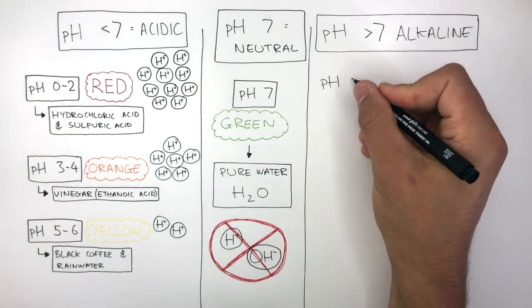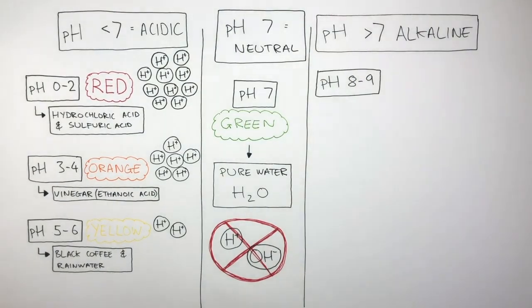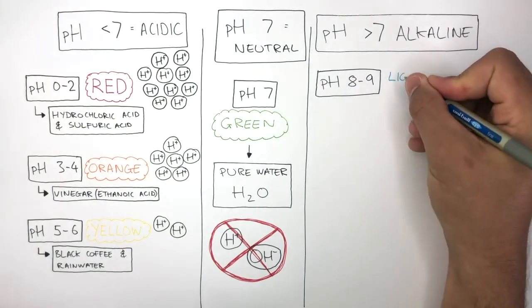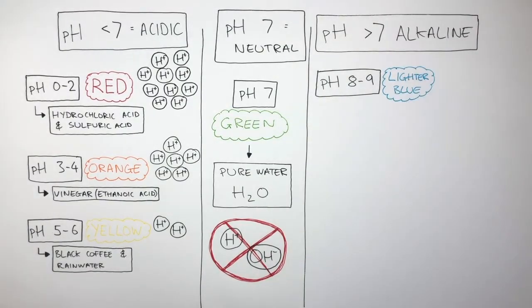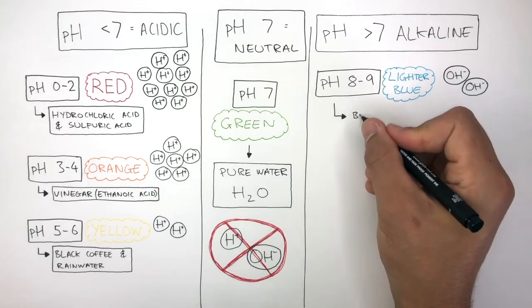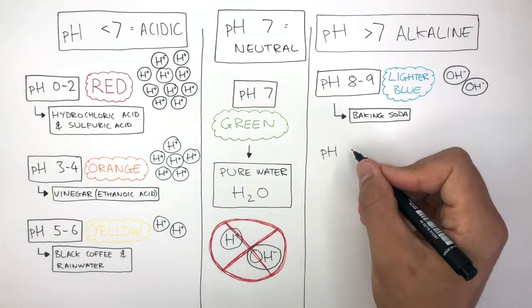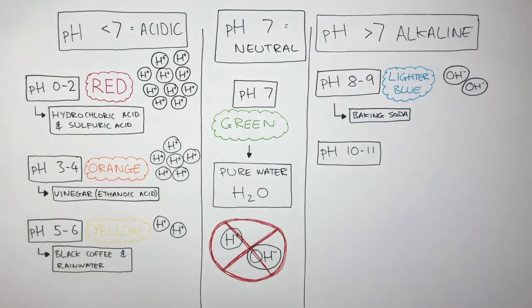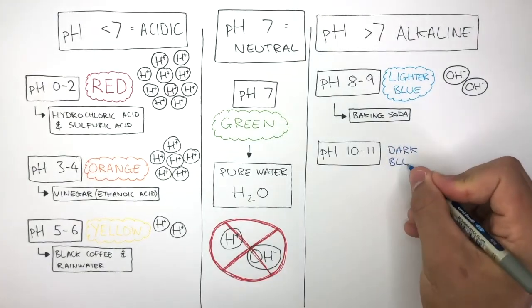A pH of 8 to 9 will cause universal indicator solution to be lighter blue. A pH of 8 to 9 will have few hydroxide ions in solution, and an example of this pH would be baking soda.